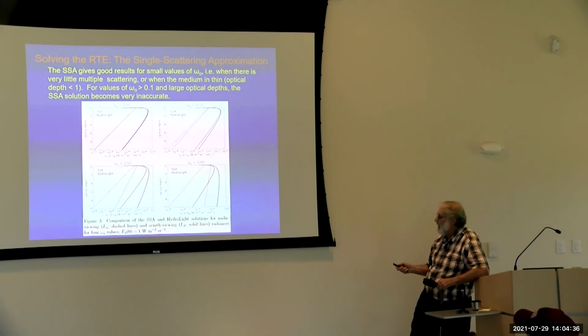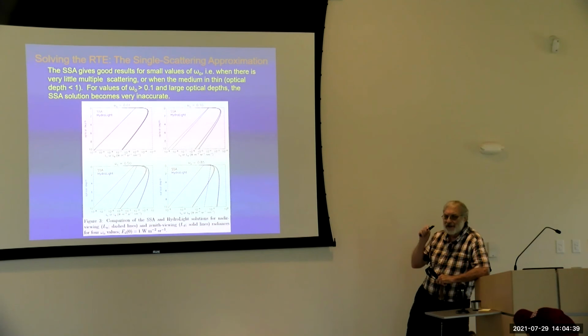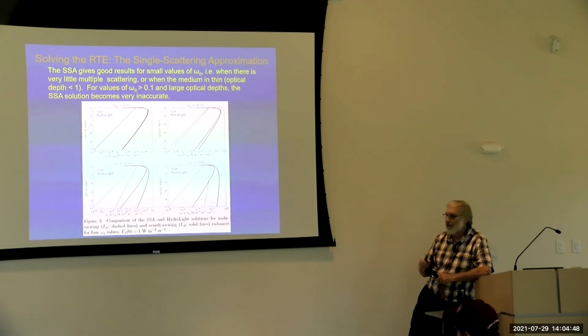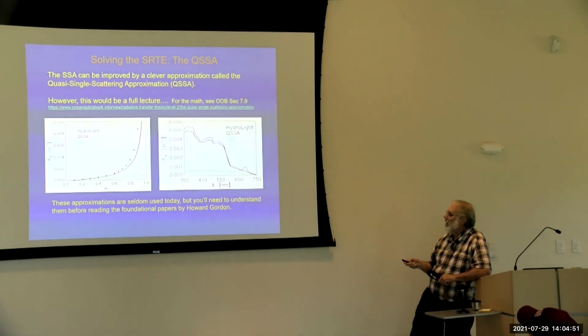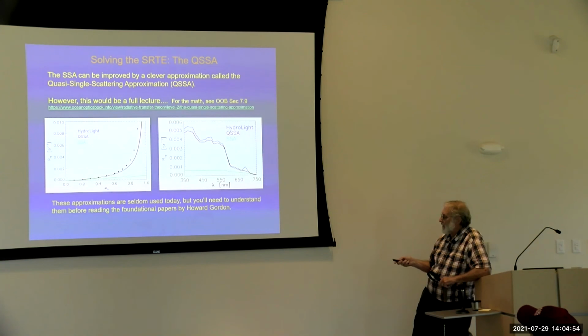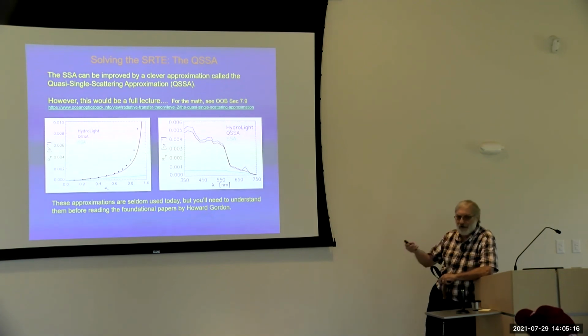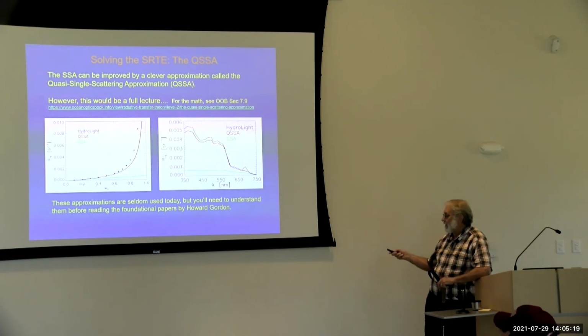And then Howard Gordon cooked up a scheme that says, take the single scattering approximation and you can massage it a bit and get what's called the quasi-single scattering approximation. It's pretty subtle, and I'm not going to go into it, but it actually works very well. So here, for example, is remote sensing reflectance computed by HydroLight in blue, the single scattering approximation in green, and the quasi-single scattering approximation in red. And you can see this quasi-single is pretty darn close to the exact solution, which has all orders of multiple scattering, and the single scattering is way off.